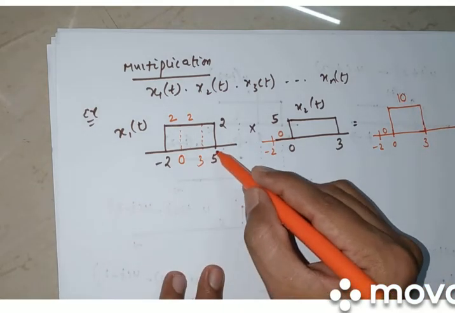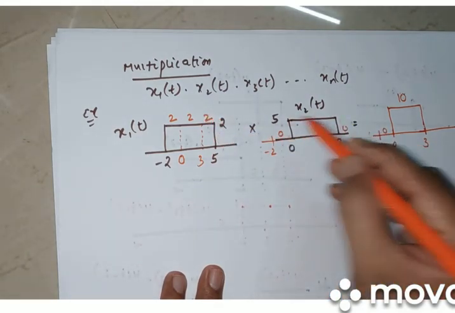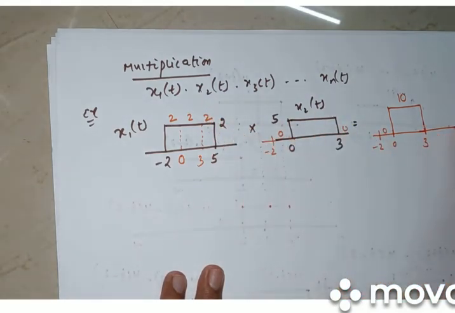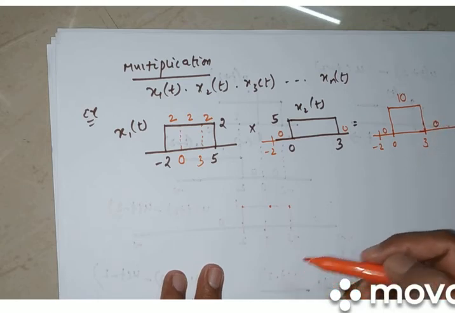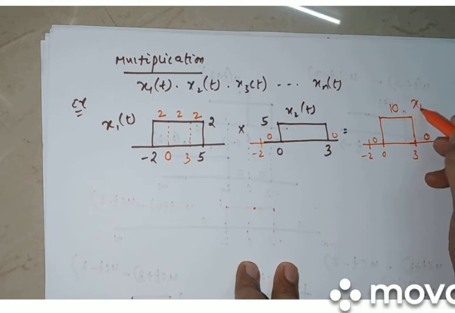Now 3 to 5, it is 2. Here after 3 it is 0. So 2 multiply 0, it is 0. So after 3 it is 0. So simple. This is your answer. This is x1(t) multiply x2(t).